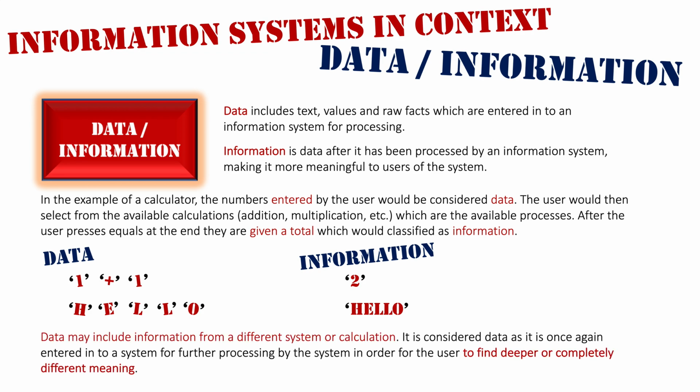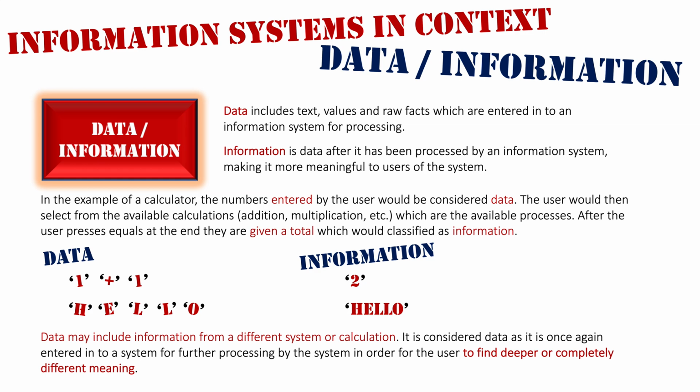So just to elaborate a bit more on the relationship between data and information, this bit's slightly more confusing. Data may include information from a different system or calculation. It is considered data once again when it is entered into the system for further processing. So in the case of my calculation before, 1 plus 1 equals 2, I could then use that 2 for a further calculation, making that 2 data once again. In the case of the characters on my screen, when I created the word hello and I type more words after it, it is data once again, and it's becoming more meaningful once again. So when we further process something, it is data once again, but we are further processing it, looking for even deeper meaning through this further processing.